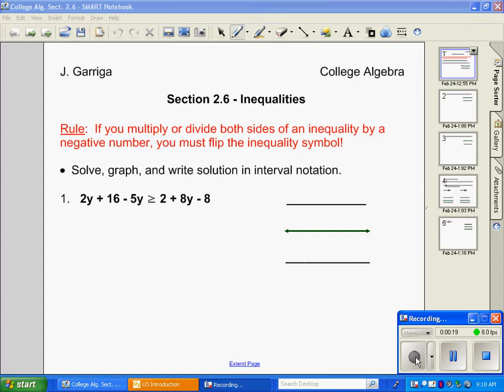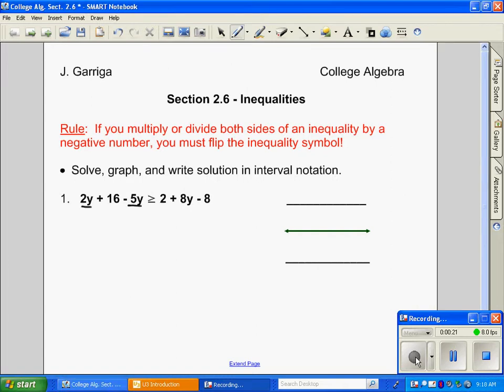The first thing is we need to solve. So on the left, I'm going to add like terms, and I get negative 3y plus 16 greater than or equal to. Add like terms here, and I have 8y minus 6. I have variables on both sides, so I start with the smaller variable, do the opposite of it. Whatever you do to one side, do to the other. 16, then we have 11y minus 6.